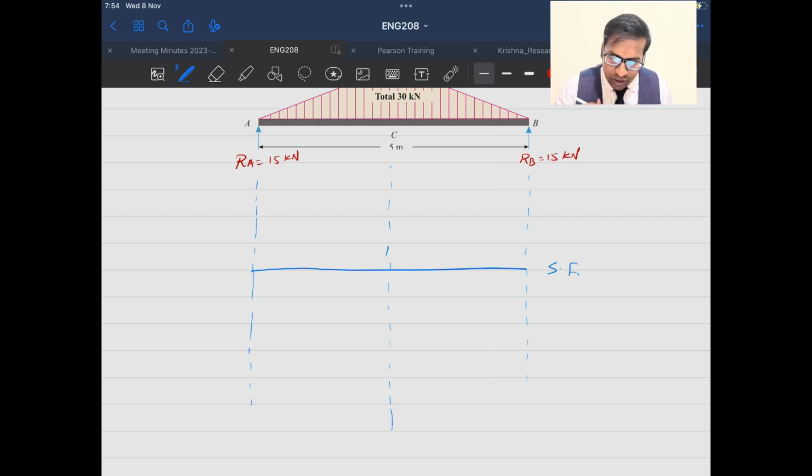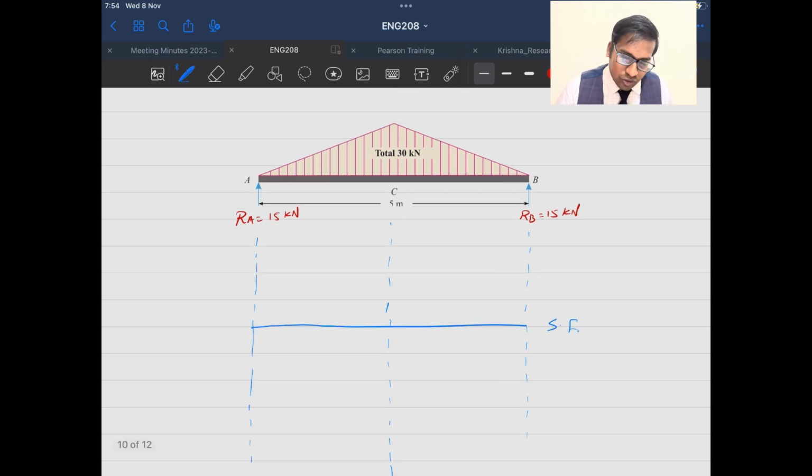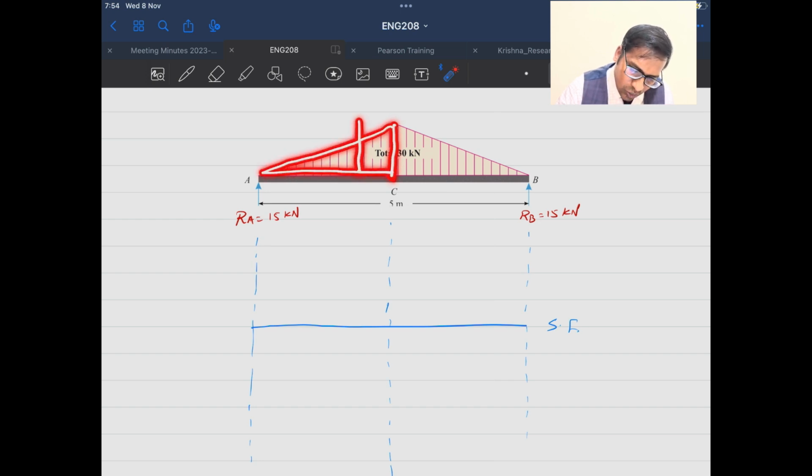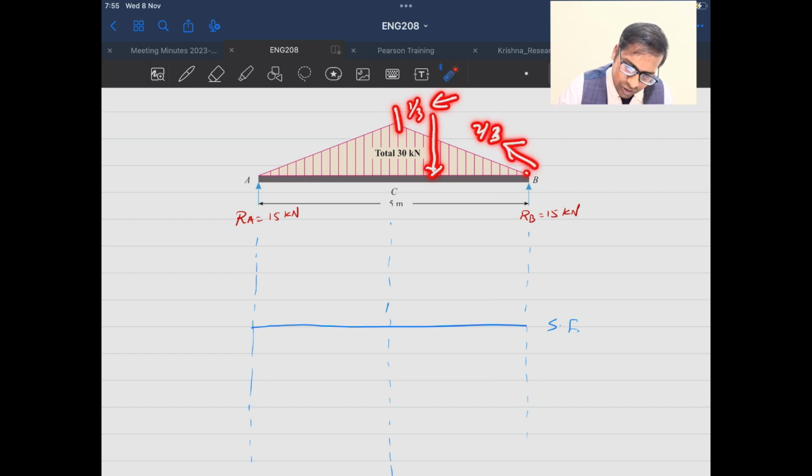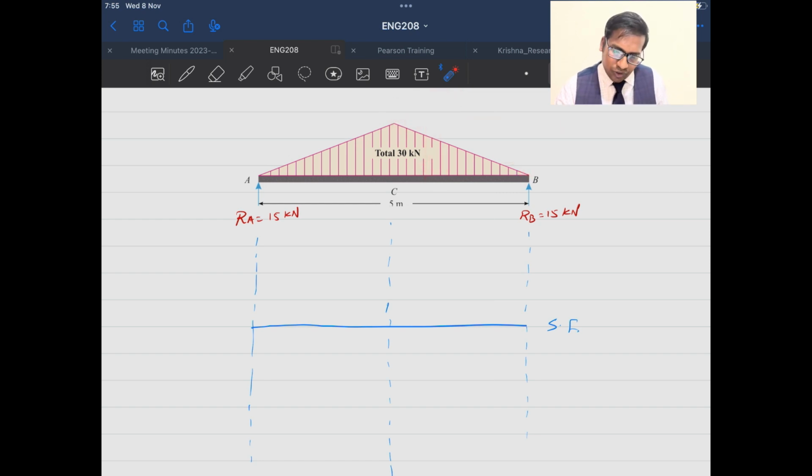Now as we saw in my previous lecture videos, how to find the reaction forces for uniformly varying loads, you will understand the intensity of the load. For example, if I take this part of the load, it will be 1/3 from here, and this portion of the load will be 1/3 from the head. Okay, 1/3 from the head portion and 2/3 from the tail portion. So this you saw in my previous lecture videos.